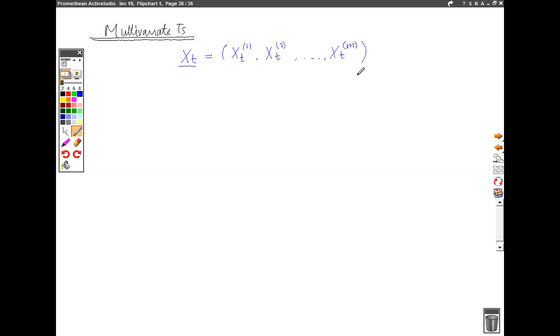So when I'm saying that I'm looking at a multivariate time series, remember the components that I have at time t are m number of components. So I'm looking at m number of time series at time period t each. And that is what I denote as xt.